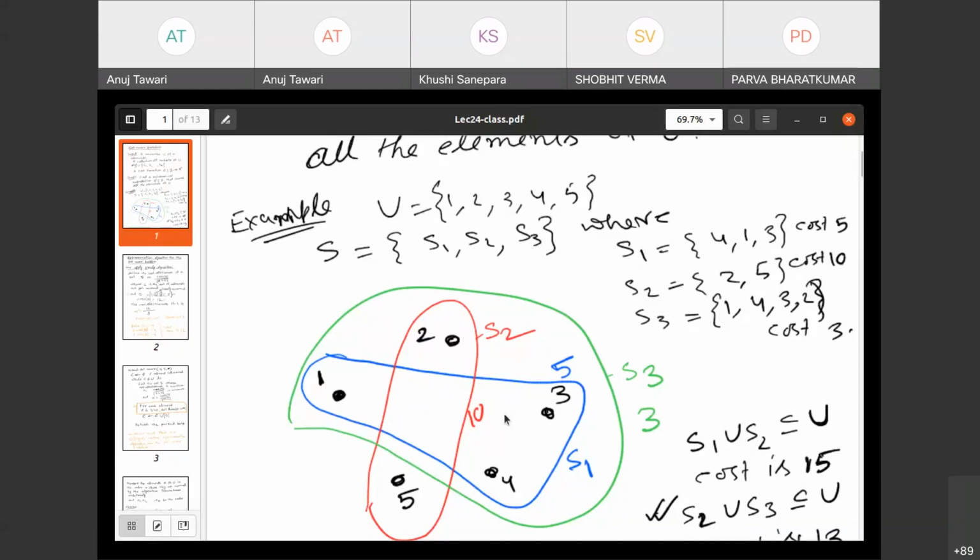So this is a diagrammatic way of representing this. S2 contains 2 and 5, so it is this red set. S1 consists of 1, 3, 4, so it's this blue set. And S3 is 1, 2, 3, 4, so it's this green set. 5 is not included here. So now what we want is to take the union of some of these sets so that all the elements 1, 2, 3, 4, 5 will be there in that union.